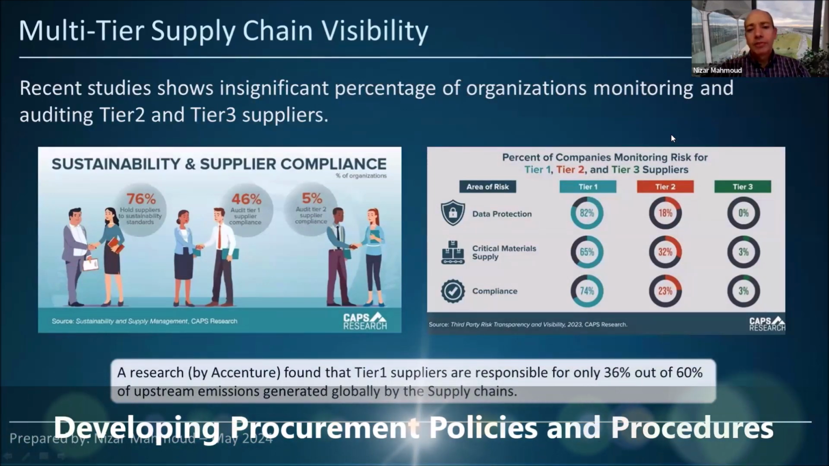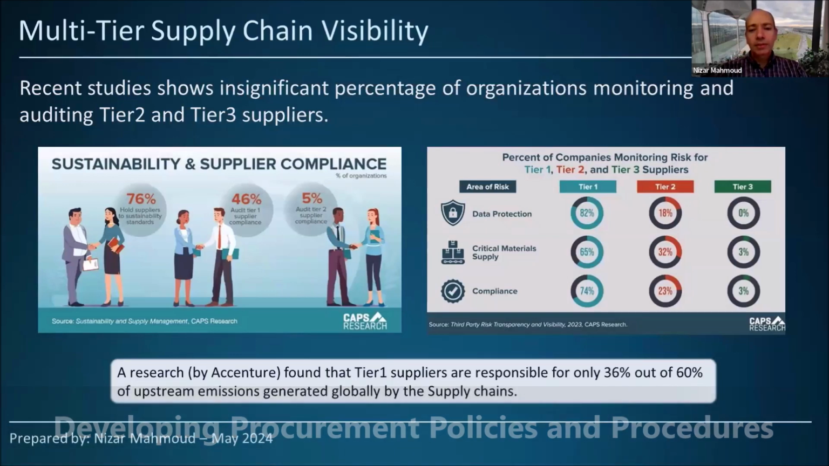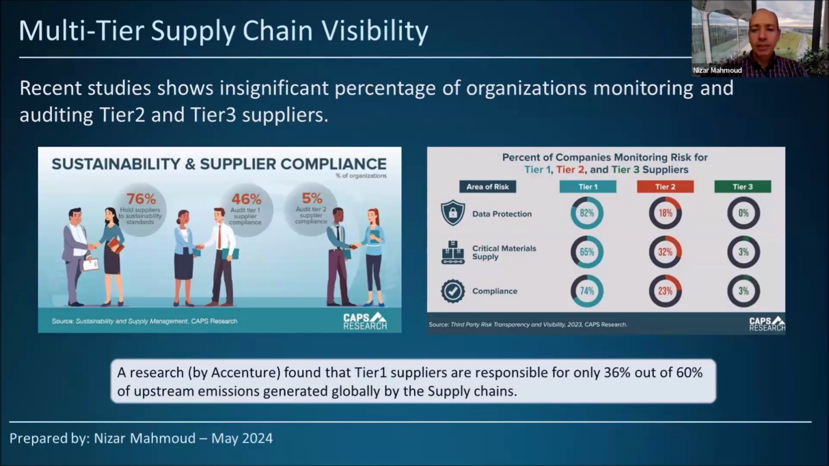Speaking about CO2 emissions, there's research done by Accenture. They found that tier 1 suppliers are only responsible for 36% out of the 60% upstream emissions generated by the global supply chain. So it's 60% as a total. Tier 1 is responsible for 36. The rest is by tier 2 and tier 3 suppliers.